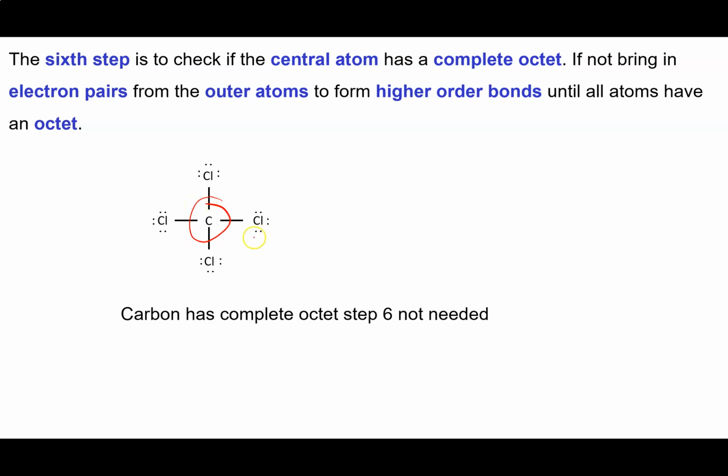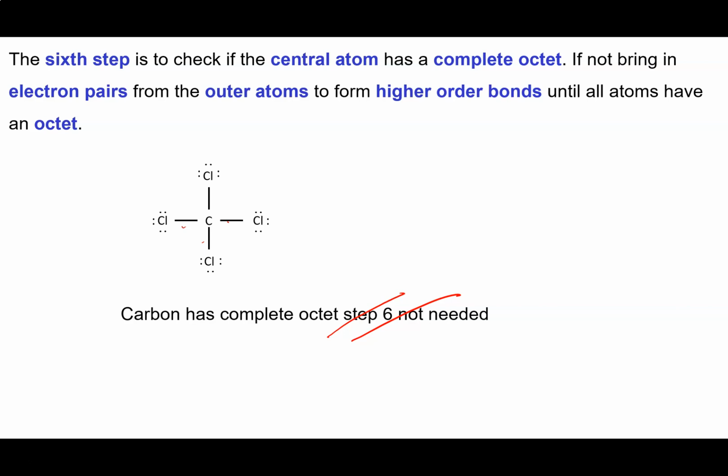So our final step: check if the central atom has an octet. If it doesn't, bring in lone pairs and turn them into double or triple bonds until the central atom has an octet. Now, in our case, when I check the central atom, 2, 4, 6, 8, it's already got an octet, so I don't need to do this step. It's not needed. Okay, so that's it. I think in your book it describes it as 5 steps. It kind of pushes a couple of them together. That's fine. I think steps 2 and 3, it kind of pushes them together.